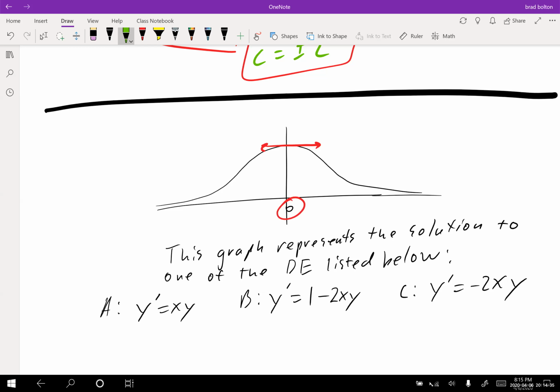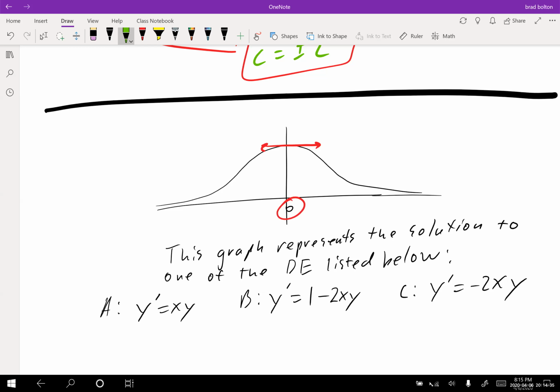So let me clean this up a little bit. So we have y prime equals 1. Now we come over here, and if I let this guy right here be 0, then y prime is equal to 0 still. So far it's looking like it's either A or C, right? So now we have to think again. Okay, now let's go again.